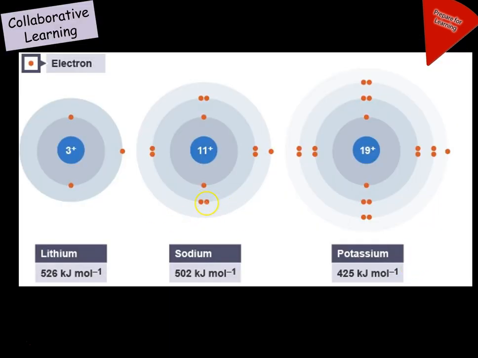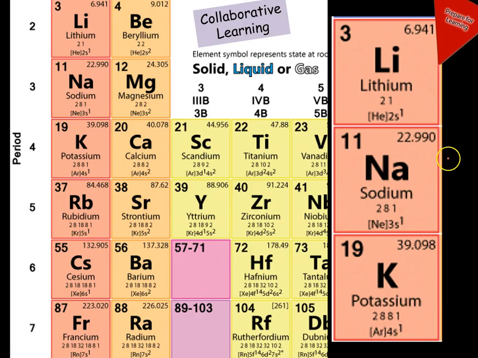If we have a look at the elements themselves and look at what they've got in common, because they're in group 1, you can see they all have 1 electron in their outer shell. So if we write their electron configurations, for lithium it'd be 2, 1, sodium is 2, 8, 1, and potassium is 2, 8, 8, 1. So they all have 1 electron in their outer shell, and when they react, they all lose that.